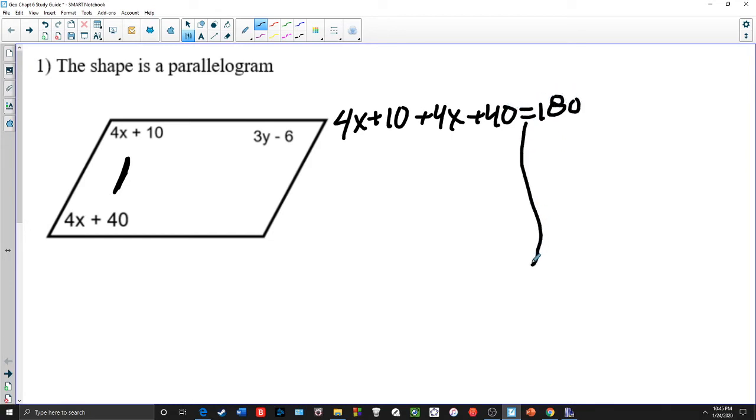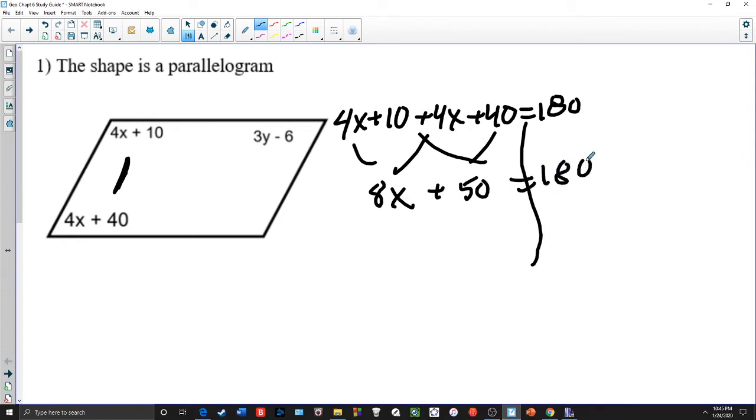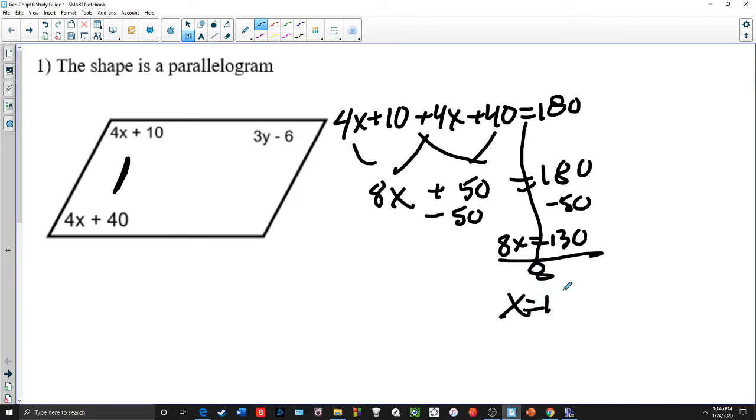And I can go ahead and solve that through. So we combine our x's, combine our non-x's. So we get 8x plus 50 equals 180. We subtract 50 from both sides. We get 8x equals 130. Divide by 8, and we get x equals 16.25. So once again, the first rule we used was that supplementary angles are always going to add to 180, so we just set up an equation equaling 180.